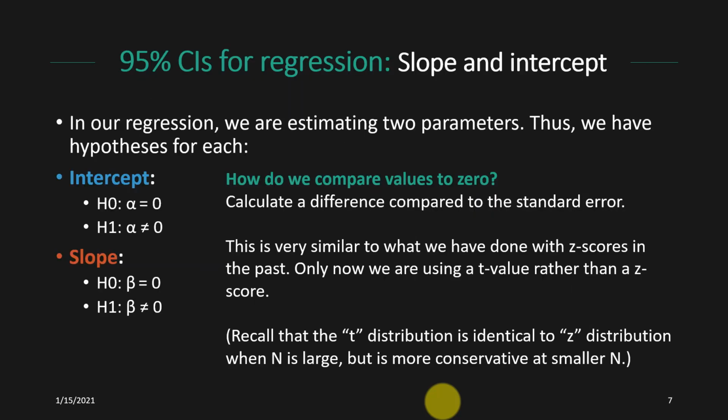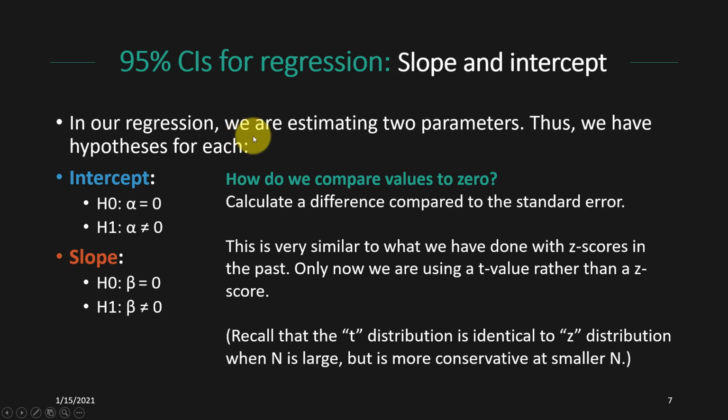Okay, so now that we have a general handle on calculating these slopes and intercepts, keep in mind that we're doing this in order to estimate parameters, right? We're going to get a slope in the sample and an intercept in the sample. But what we're really interested in are the slope and the intercept in the population. So we want to make an inference about how these statistics map onto the parameters in the population.